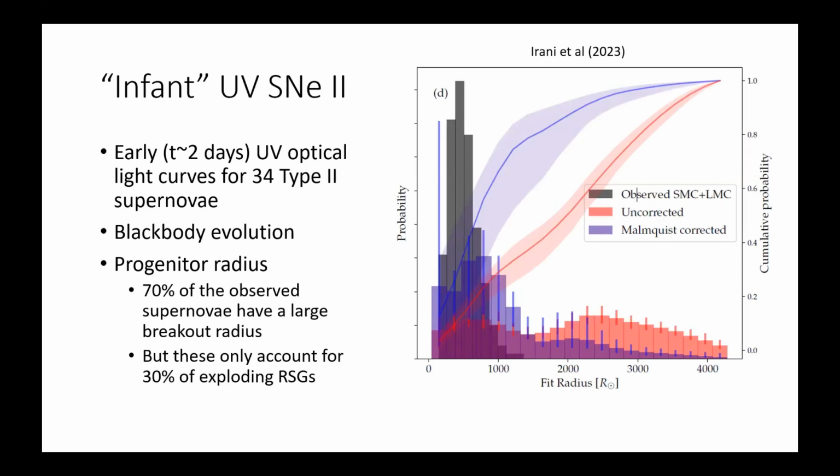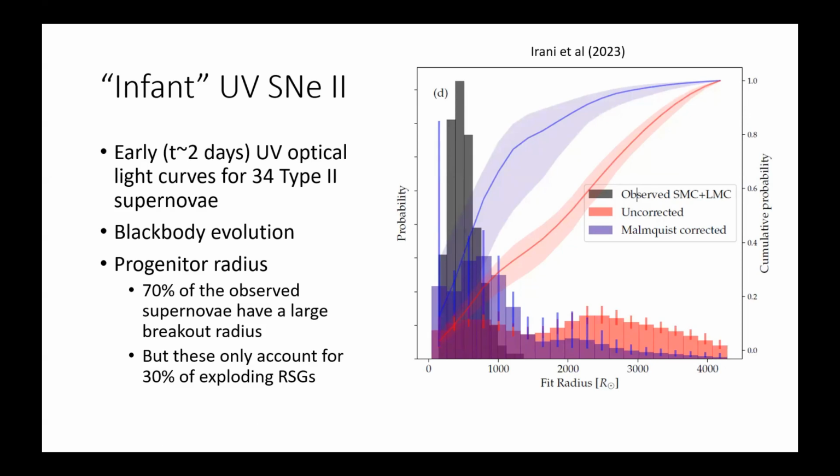This is the radius where the shock has broken out. It tells us interesting things about the progenitor, about its CSM, that it ejected or didn't eject in the last year before it exploded. And what you're seeing here is the progenitor radius distribution from the fit. So what we observed is this red histogram. This is the posterior distribution of the breakout radius. See, it extends to very large radii that are much larger than this gray histogram, which is the observed Small Magellanic Cloud and Large Magellanic Cloud red supergiant radius distribution.